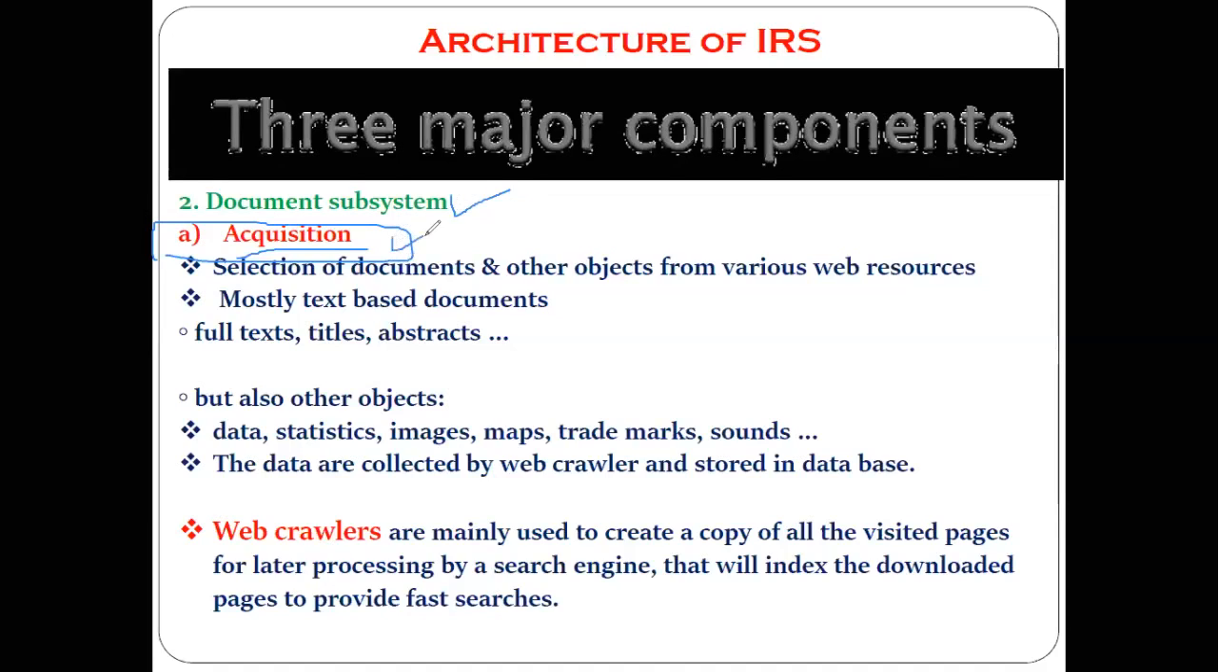And in that, the first component is the acquisition, meaning selection of the documents and other objects from various web resources. Now mostly text documents are shown to you as a result. But you will also get other kinds of documents as the result of your query, like images, statistics, maps, sounds, videos, etc. Now this acquisition is done with the help of another program, that is the web crawler.